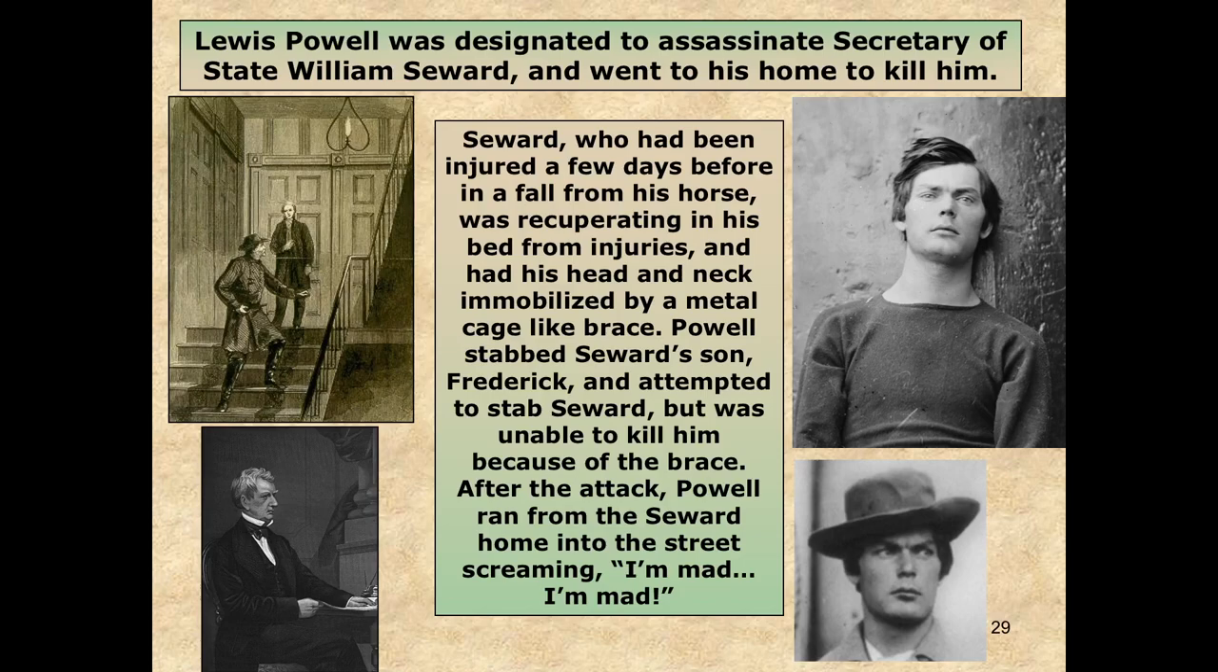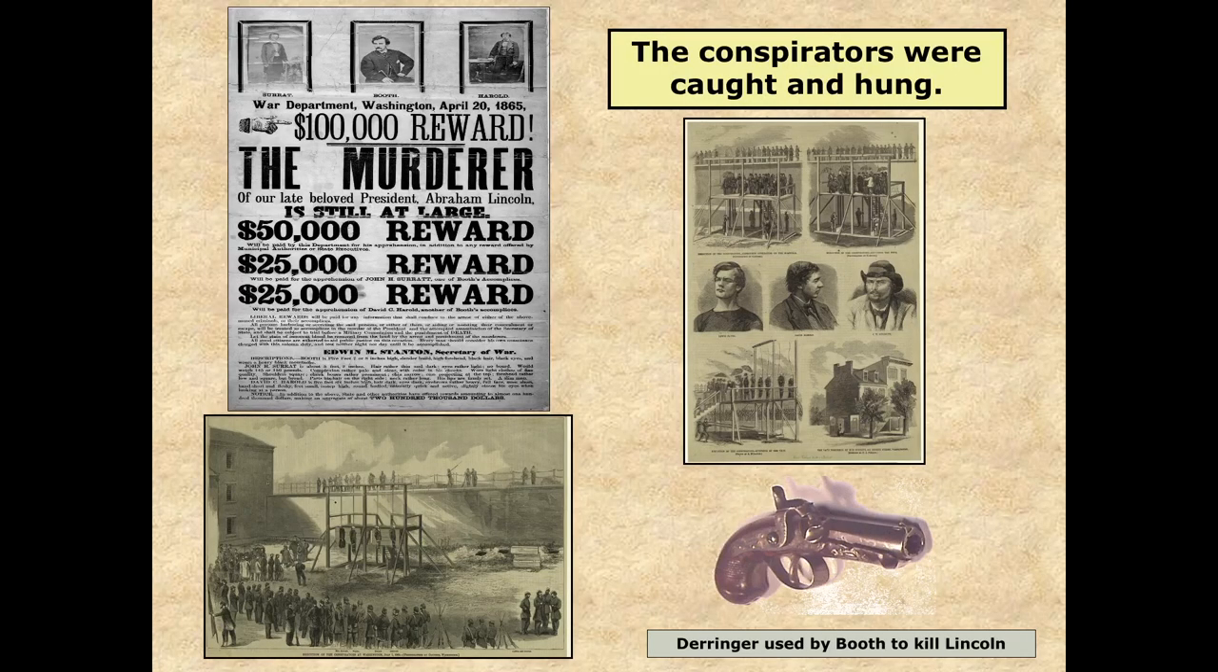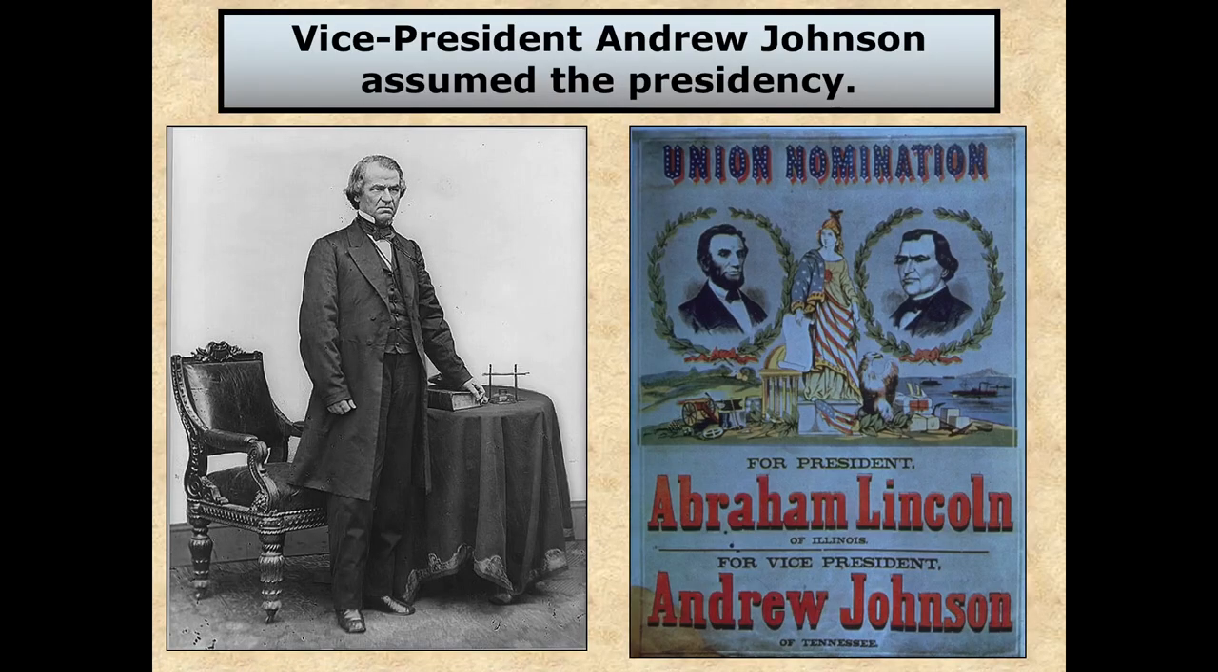But anyways, so, yeah, this guy did a terrible thing. But anyways, Secretary of State William Seward survives his attack, and the conspirators are captured. Lincoln ends up dying along the way on April 15th, 1865. Conspirators are hung, and President Johnson enters the scene, because he was vice president under Lincoln. So let's go back to the previous slide and look at President Johnson's plan for Reconstruction.